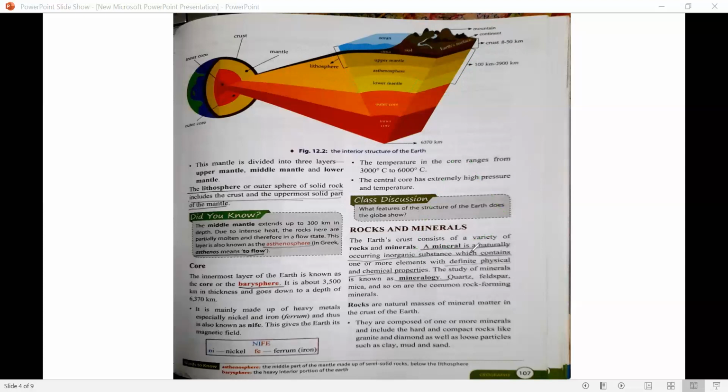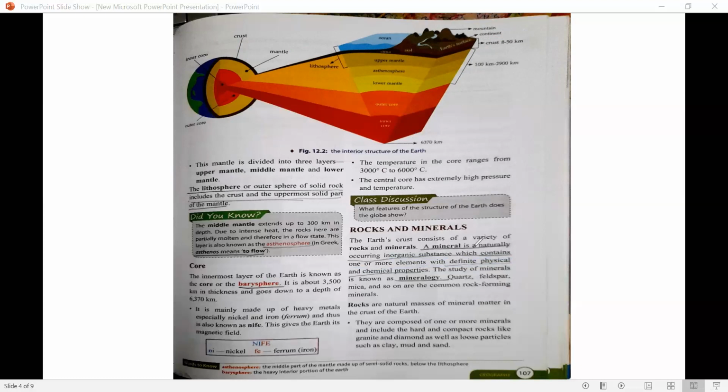Let's study what are the rocks and minerals, as we have completed this structure of the earth. Now this was pretty easy and we have learned so fast, or I think so late. So let's study the rocks and minerals. The Earth's crust consists of a variety of rocks and minerals that we have learned in the glance look also. And a mineral is a naturally occurring inorganic substance which contains one or more elements which define physical and chemical properties. Okay, so what is mineral?